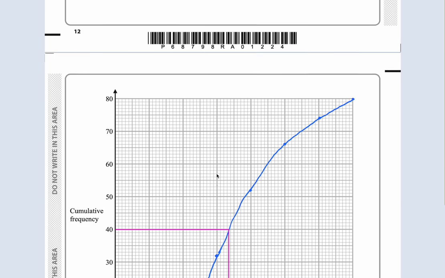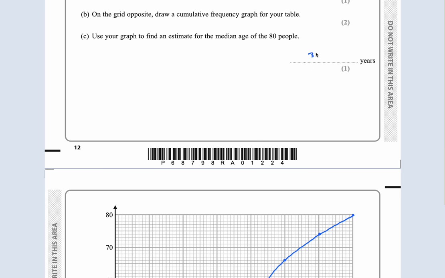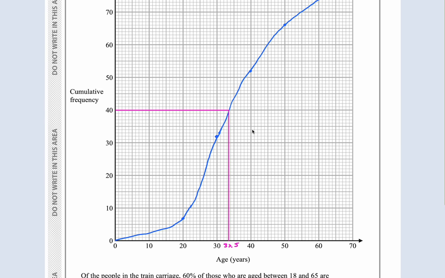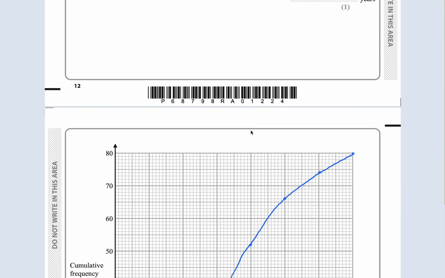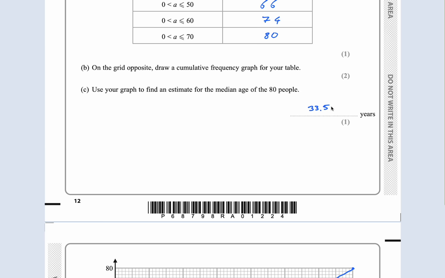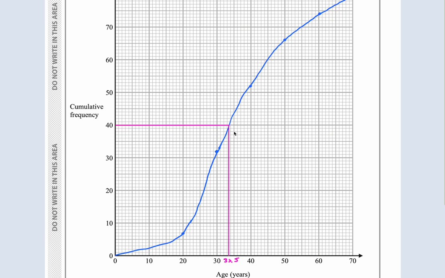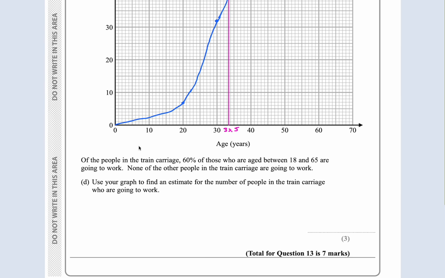Okay, so that is 33.5. Guys, because it's age in years, the median should be a whole number, so I'll stick with 33. Then it says, of the people in the training carriage, 60% of those who are aged between 18 and 65 are going to work. None of the other people are going to work. Use your graph to find an estimate for the number of people in the train carriage who are going to work.